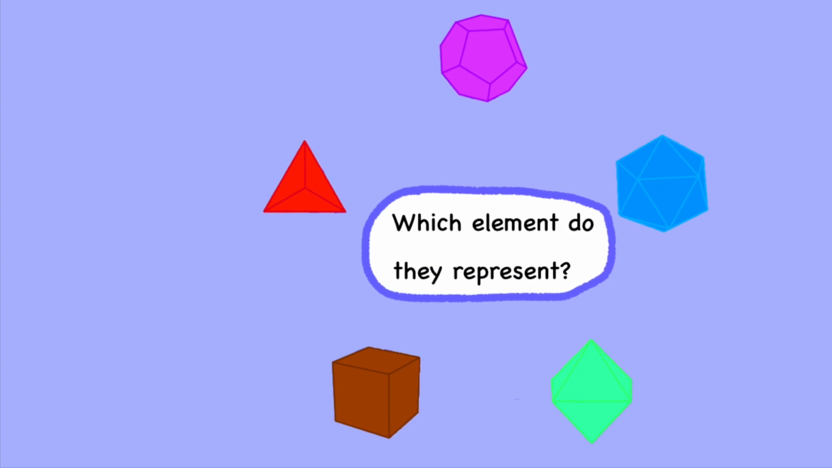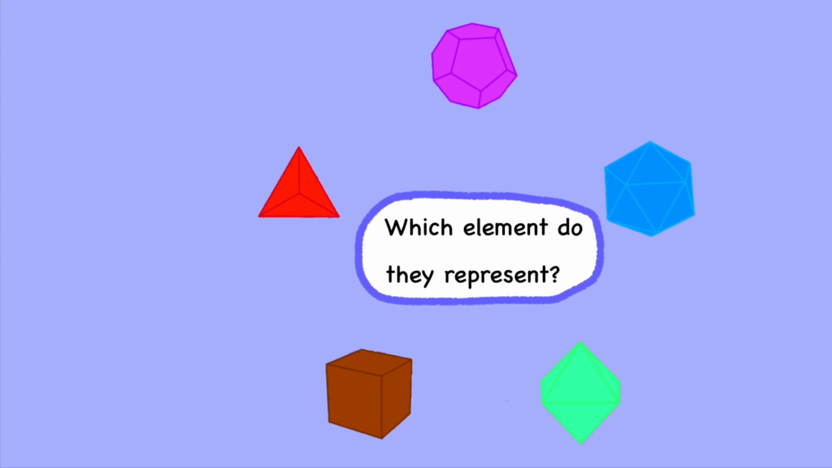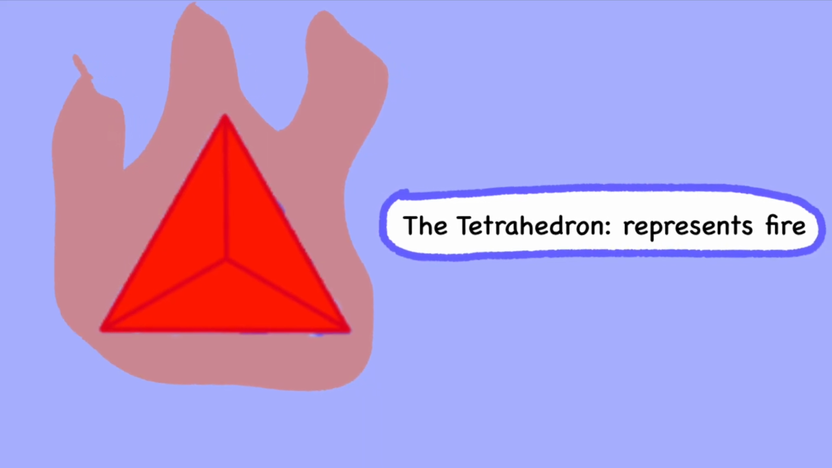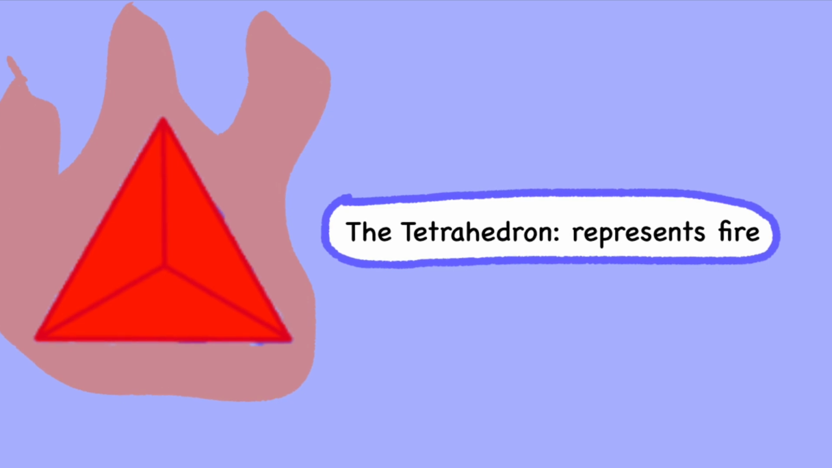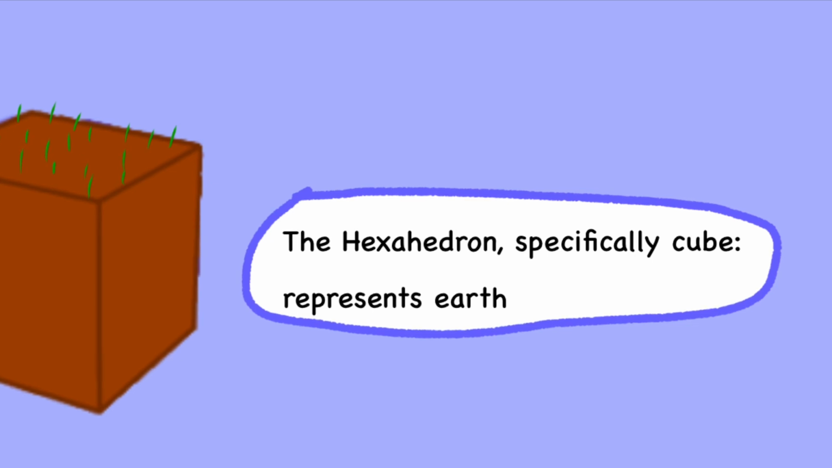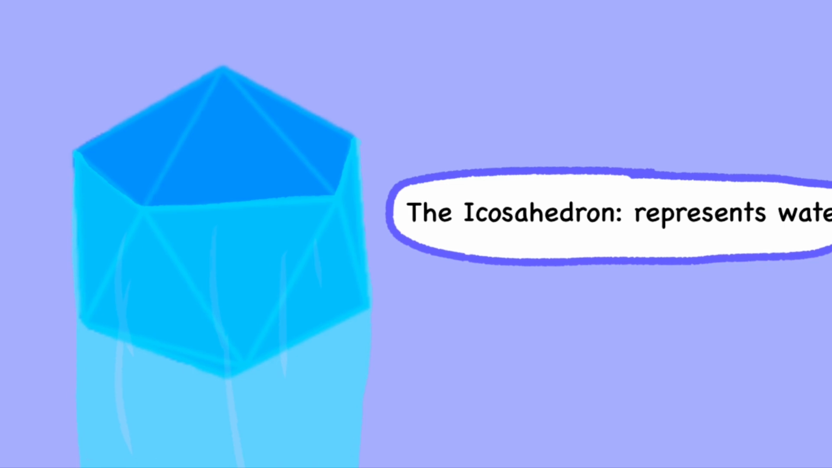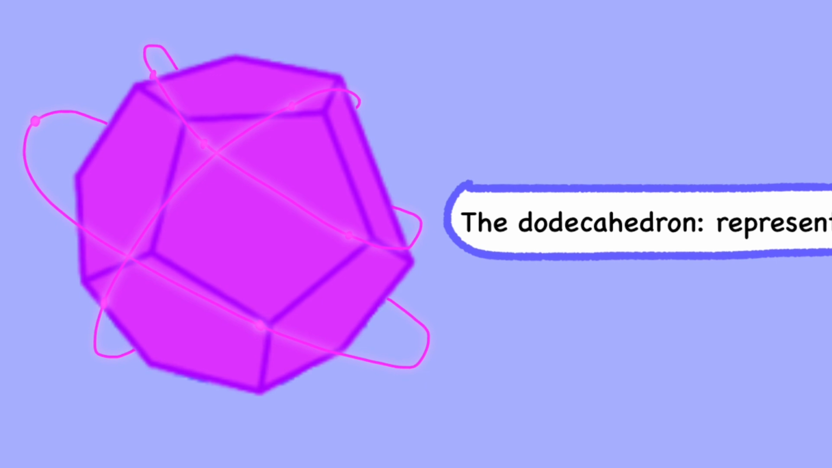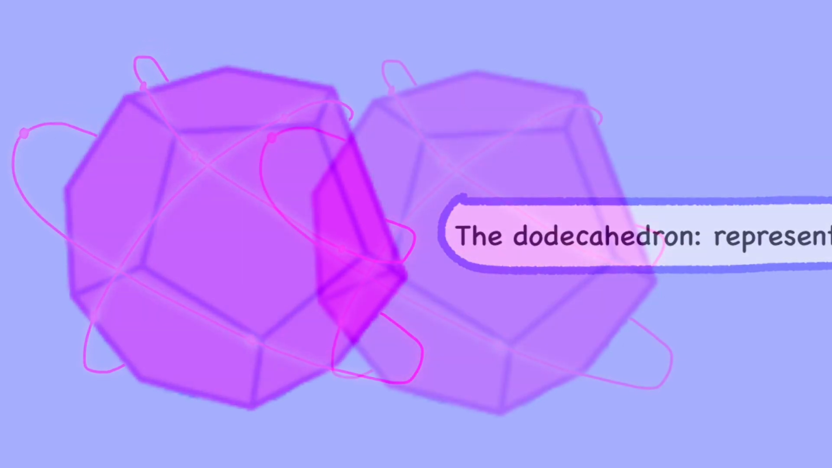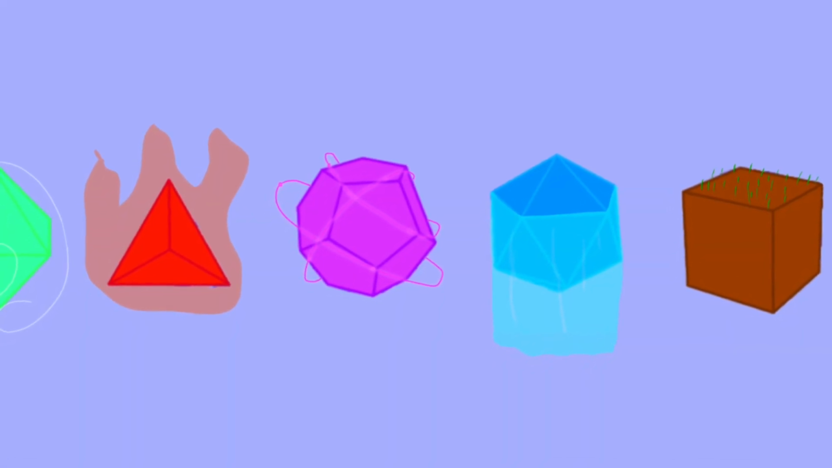The 5 solids are based in sacred geometry, and each specific shape represents one of the 5 elements. The tetrahedron is the 3-dimensional shape that represents fire. The hexahedron, specifically a cube, represents earth. The octahedron represents air. The icosahedron represents water. And the 5th and final shape, the dodecahedron, represents energy. This shape is the most important one in the magic system, because without this one, none of the elements would be able to work together.